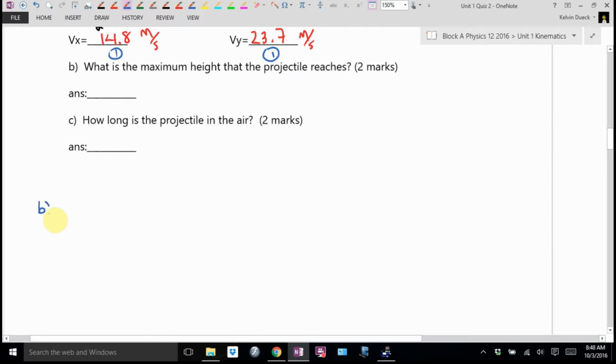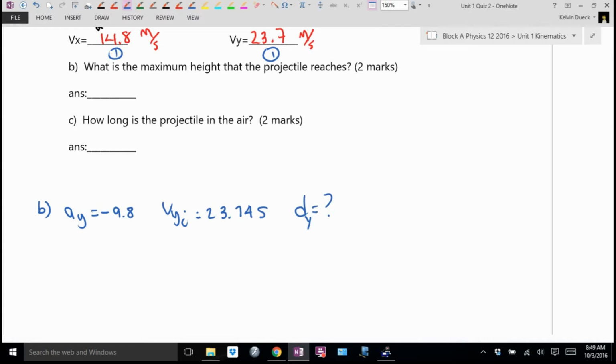So I'll do my work for B down here. Maximum height, I know ay is negative 9.8. Vy initial was 23.45. That's not enough. I want to find that, and I'll put a vertical there to remind myself vertical. What else do I know? Vy final? What's Vy final at the top for a split second? Oh, okay.